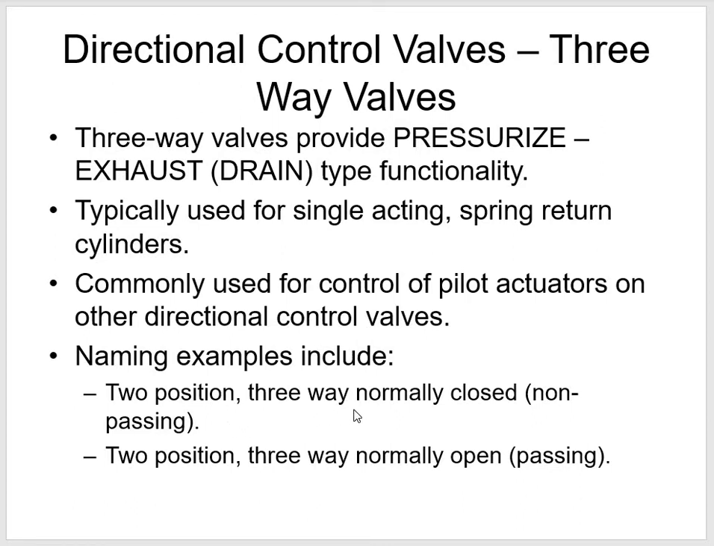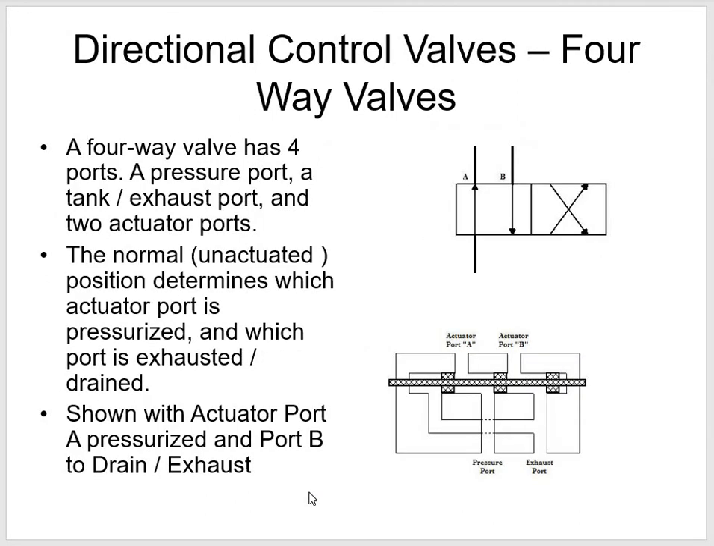So it'd be a two-position three-way, normally closed, which is again non-passing, and a two-position three-way, normally open, which is passing. And again, don't get confused with normally closed and normally open. You can say a two-position three-way non-passing, or two-position three-way passing.